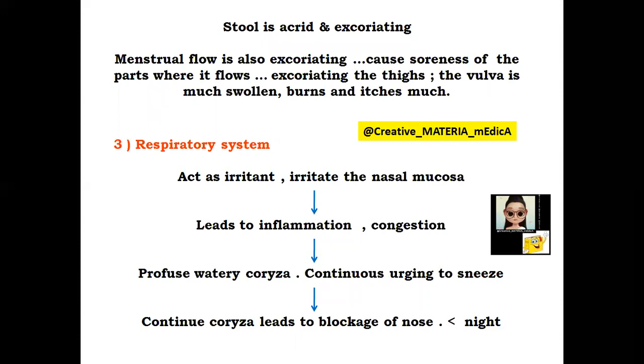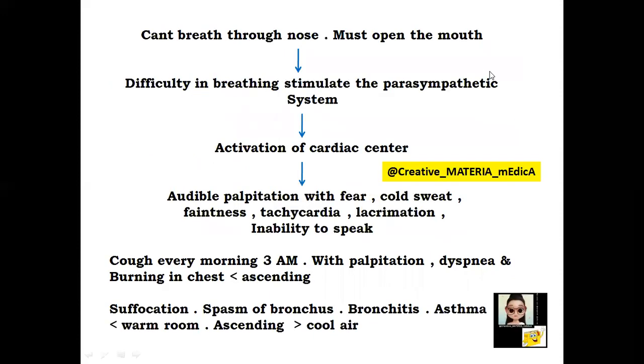On the respiratory system, it acts as an irritant. It irritates the nasal mucosa, which leads to inflammation and congestion. So there is a profuse watery coryza which is continuous, and this continuous coryza leads to blockage of the nose, which is more at night. So the patient cannot breathe through the nose, so he or she must open the mouth.